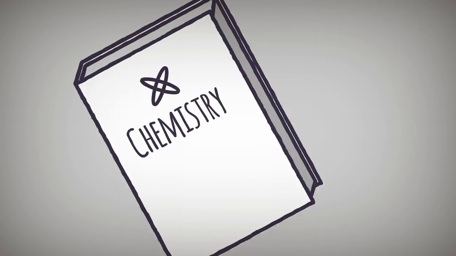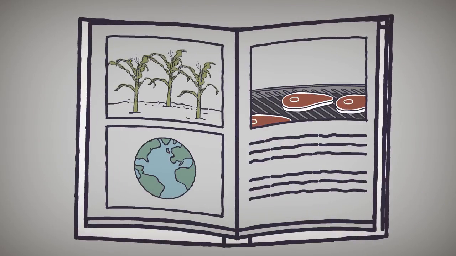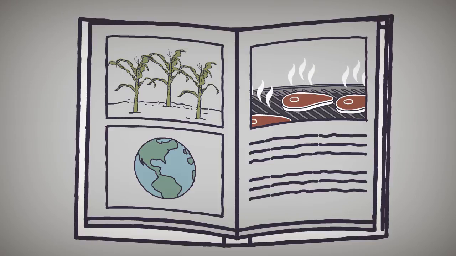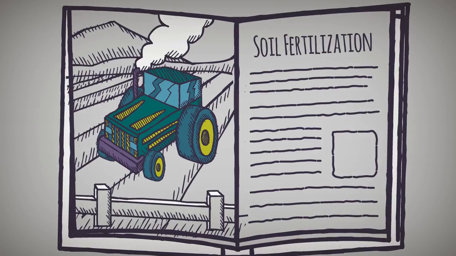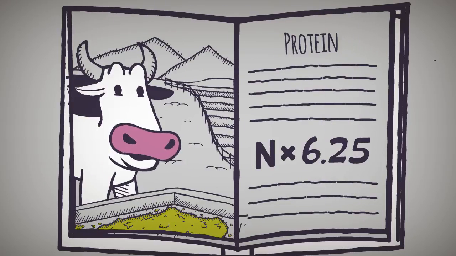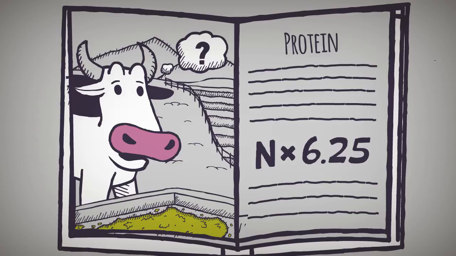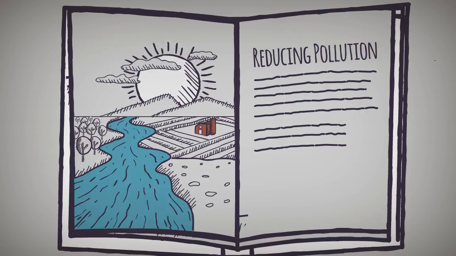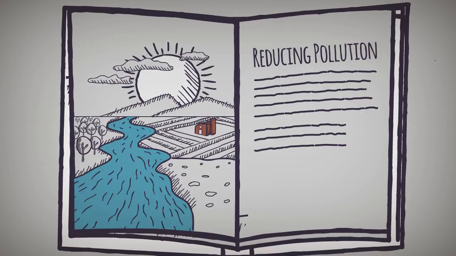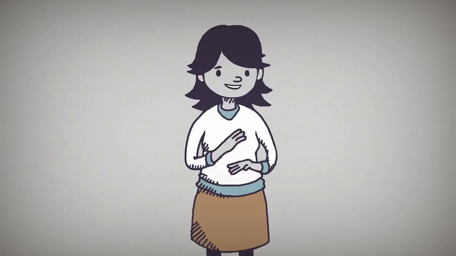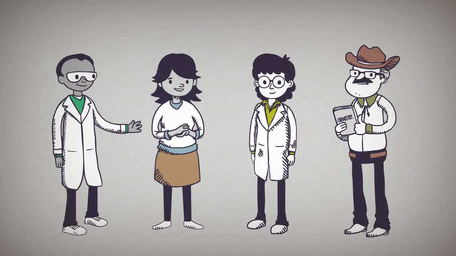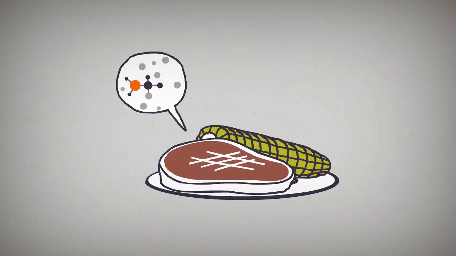This is why chemistry is such a valuable tool for agricultural, environmental, and food scientists. In agriculture, it helps farmers determine how much and how often to fertilize. It's also used to calculate the amount of protein in animal feed. By preventing overfeeding and overfertilizing, chemistry helps stop pollution and waste, which makes environmental scientists very happy. And food scientists make us all happy by studying how molecular structure can make recipes taste even better.